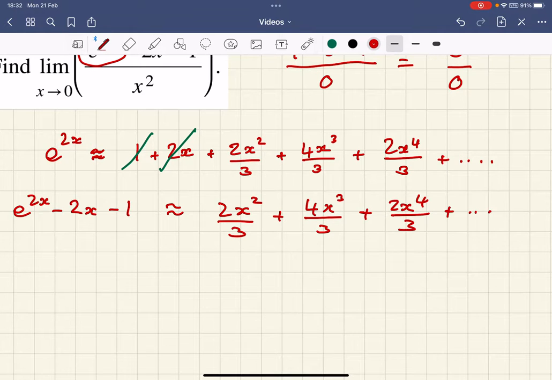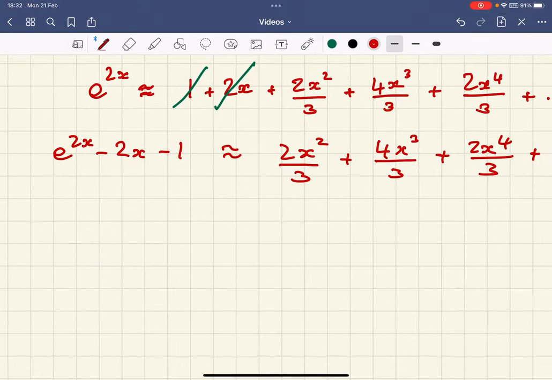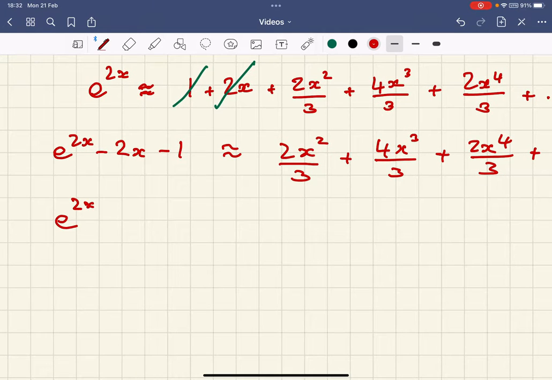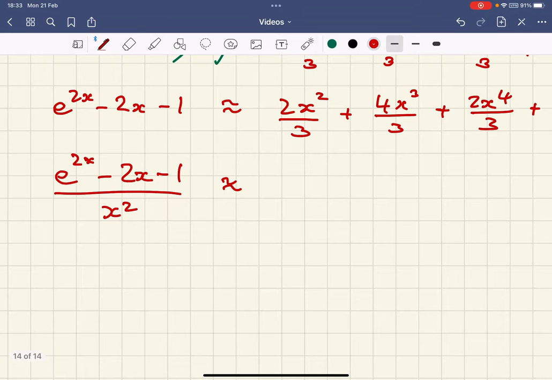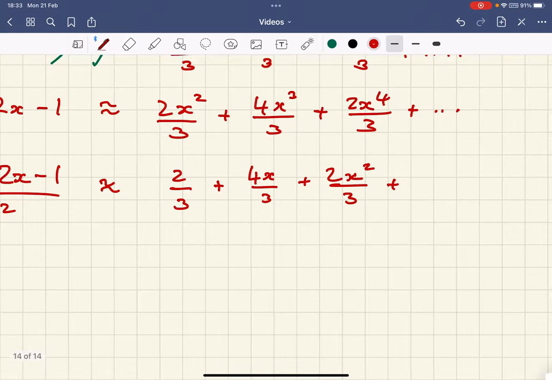And it carries on. The next thing is I've got to divide it by this x squared. So every single part is going to be divided by x squared. So the first part becomes 2/3. Now the next part becomes 4x divided by 3, and then we're going to keep having our x's in there. The next term is going to have some x's in it, and so on.